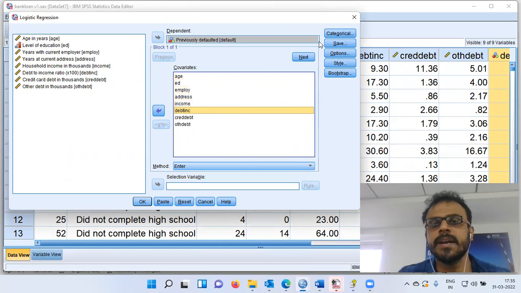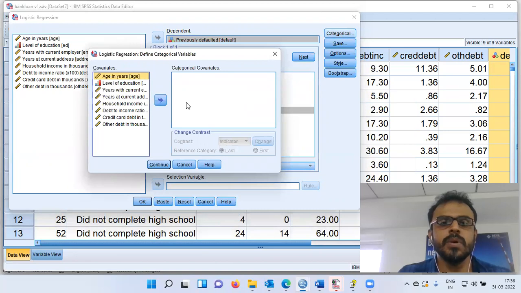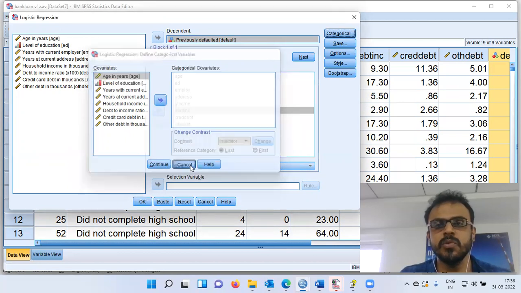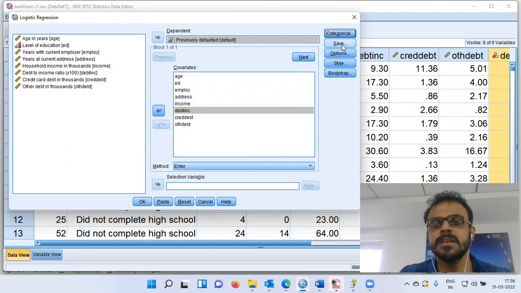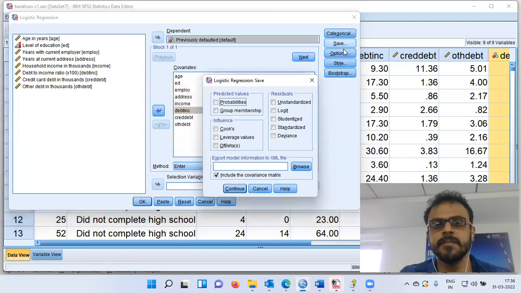When you look at the right side, you have a lot of interesting options. You have buttons for categorical, save, options, style, and bootstrap. I will not be generating any bootstrap replicates and such things. Let me choose the option categorical, which is the very first button at the top right-hand side. Now, is there anything useful? I can specify the categorical covariates and I can change the contrast. So I'm not interested in this, so I'll ignore this. What I am interested in is the Save tab. Let me click on Save.